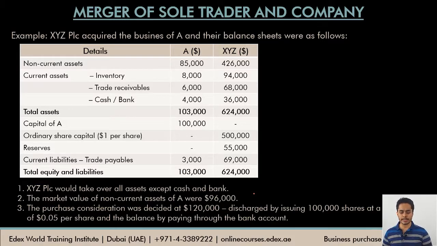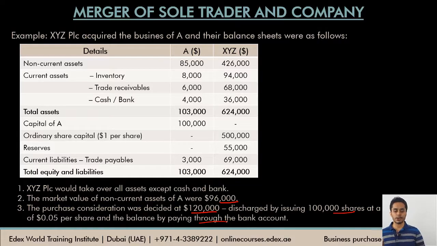Market value of non-current assets is given as 96,000. Again, this would be considered instead of book value. For all other assets and liabilities, market values are not there, so book values will be taken. Purchase consideration was decided at 120,000. XYZ decided to pay A 120,000, and it was discharged partly by shares and the remainder through check or through the bank account. Let us do some analysis.